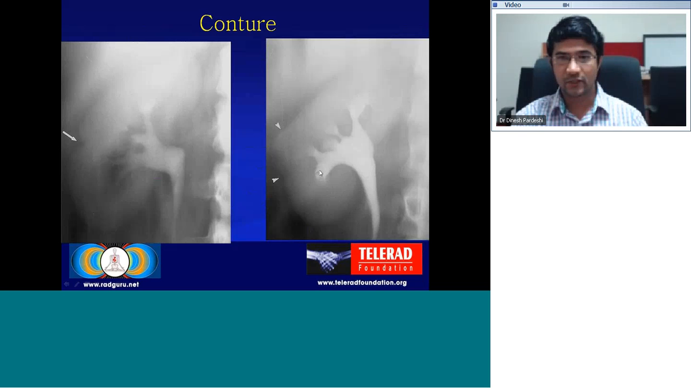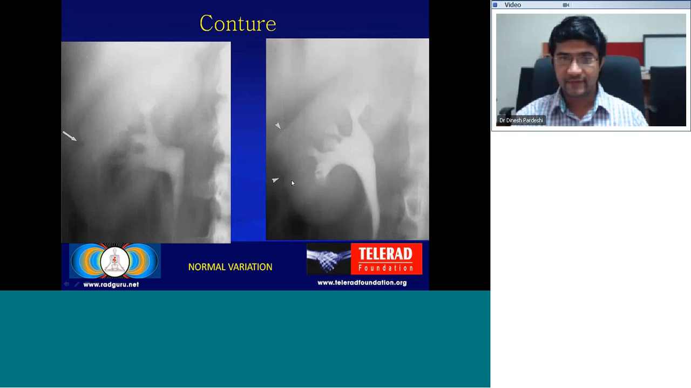Next is the contour. Normally the kidney should have a very smooth outline or contour in its entirety. Here we can see a depression, a notch like thing, but whenever we see any defect or notch, always examine the underlying pelvicalyceal system. If it is normal, there is no abnormality and no distortion. So here there is a notch, and here we can see a bulge, but again the underlying pelvicalyceal system is very nicely opacified.